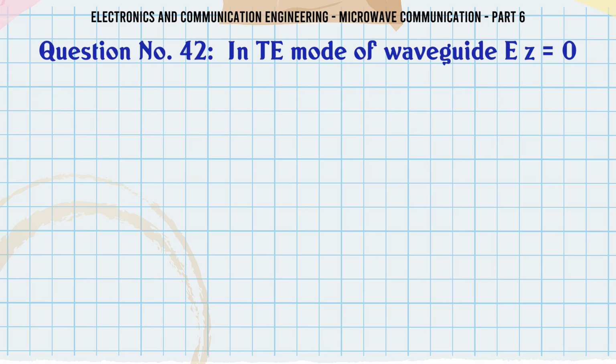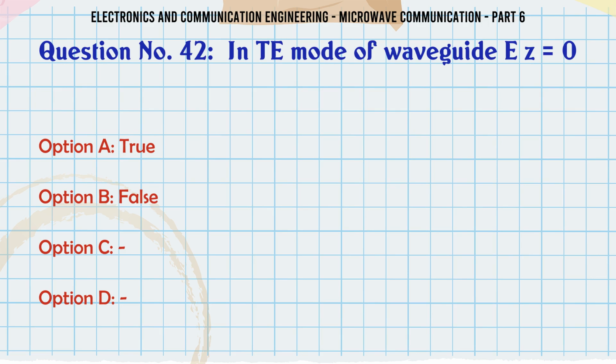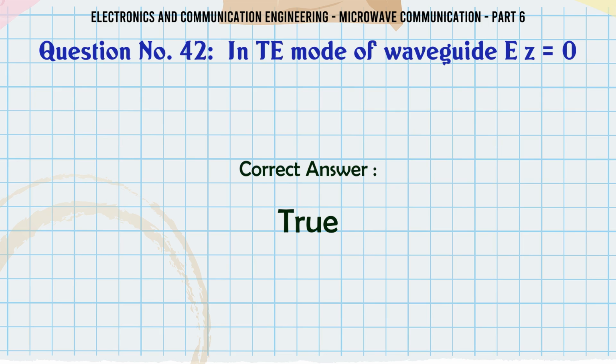In TE mode of waveguide, Ez = 0. A: true. B: false. C. D. The correct answer is true.